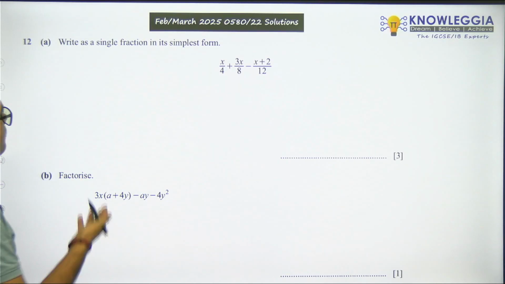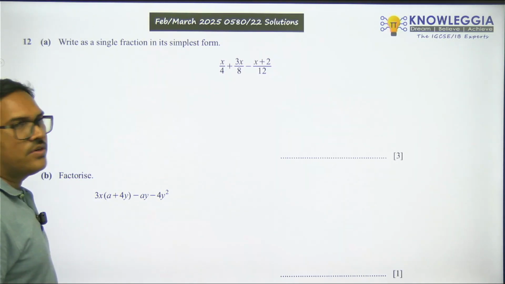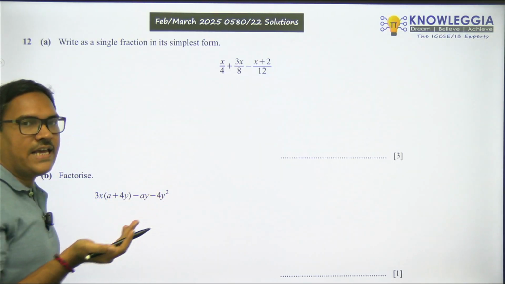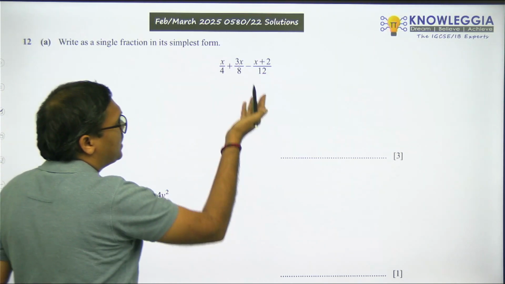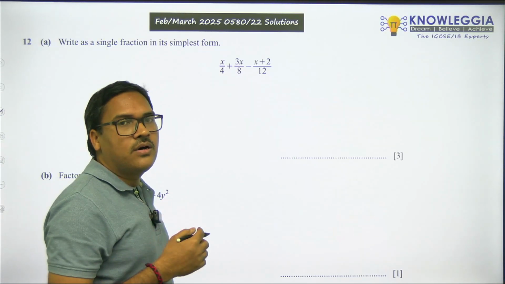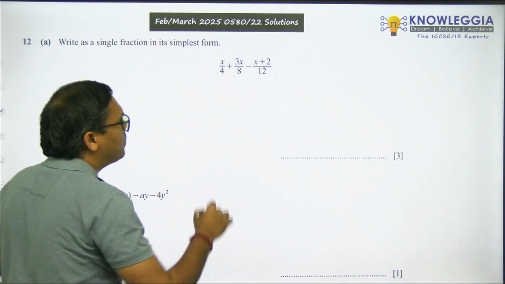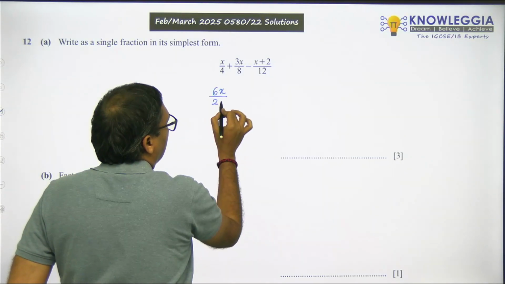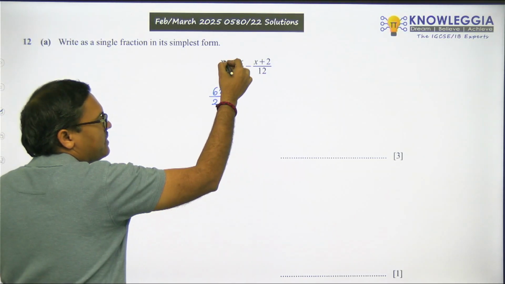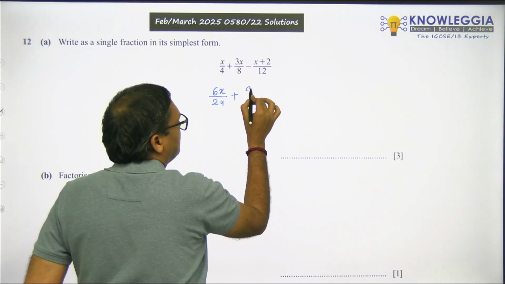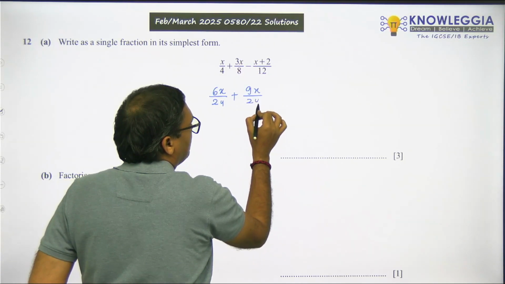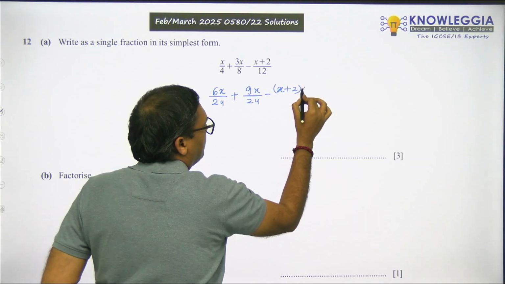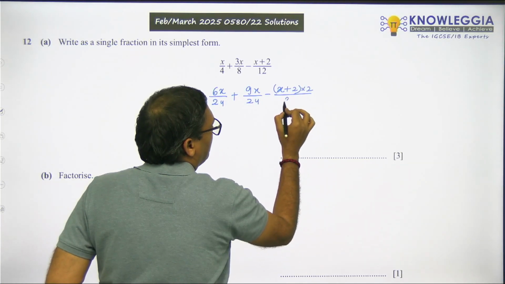Now, write the following in its simplest form. You have to just simplify this fraction. So make the denominators, you can see, like fractions. Okay. So 4, 8, 12. That is 24 is the LCM, the lowest common multiple. So what you can do is make it 24. This is 6x upon 24. Correct? Multiply by 6. Multiply by 3. So this is 9x upon 24. And minus. This is x plus 2. Multiplied with 2. Divided by 24.